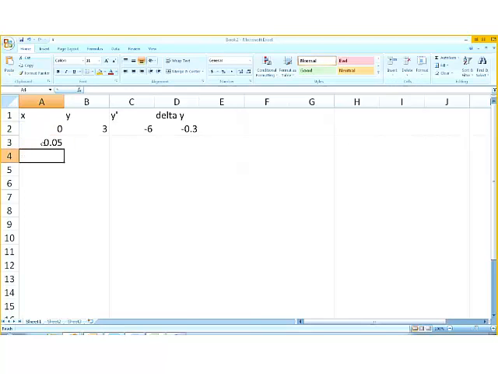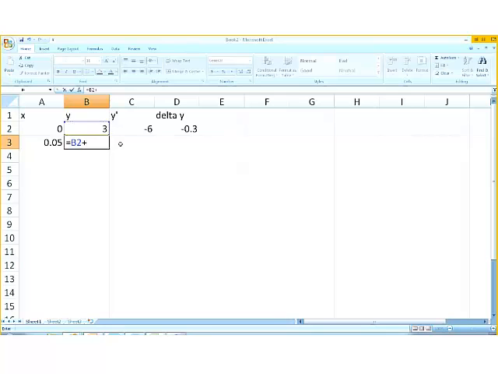So you can see what's going to happen is we're going to increment X by 0.05 each step. Our value of Y is our old value of Y plus delta Y. So we say B2 plus, and then we move our cursor. We can just click on the cell, or we can use the arrow keys to get to this point. And so we get 2.7, which is what we got previously.